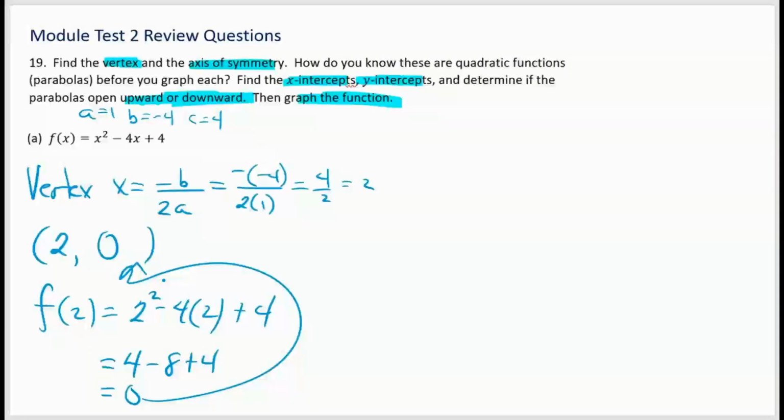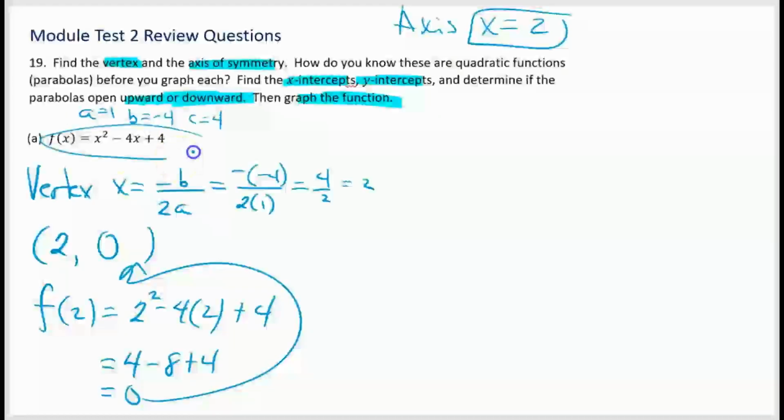Okay, now the axis of symmetry, I'm going to put it at the top here, is always x is equal to the x value of the vertex. So x equals 2, like in this case. How do you know if these are quadratic functions or parabolas before you graph? Well, if you have an x squared, that gives you a parabola. That's how you know beforehand. You have a quadratic equation.